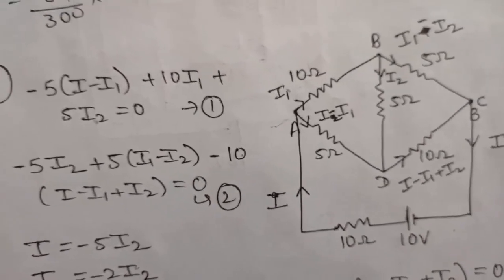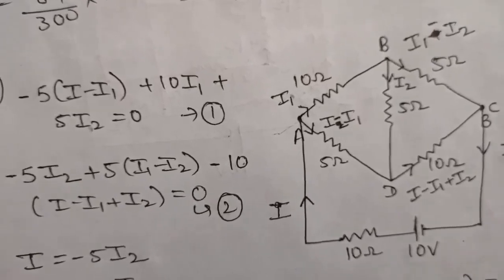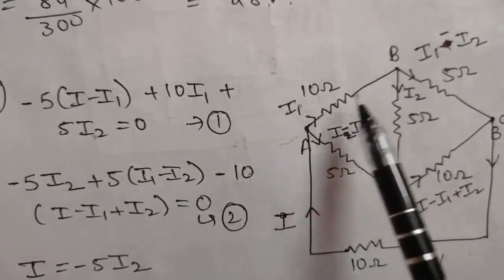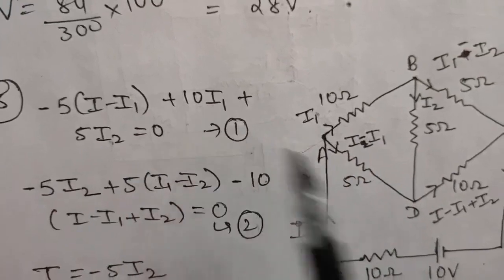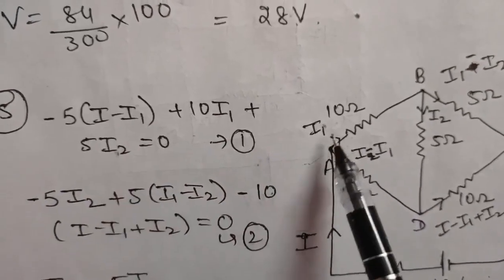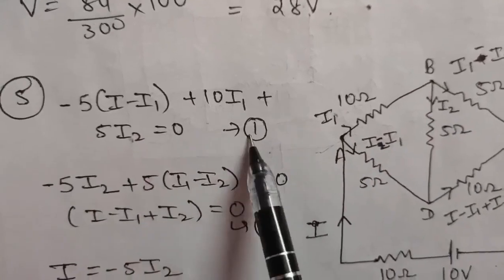Now we will use Kirchhoff's law in different circuits and calculate the values of these currents. Let me tell you how to do that. First of all, I have chosen this circuit. I am going in anti-clockwise direction and I have made the equation: minus 5(I minus I1) plus 10 I1 plus 5 I2 is equal to 0. This is your first equation.